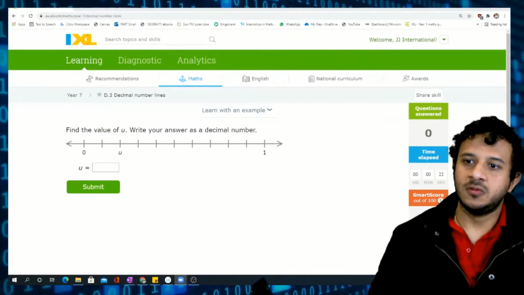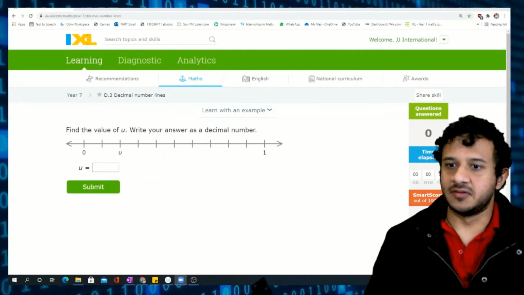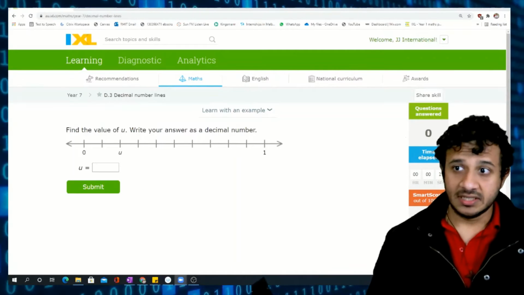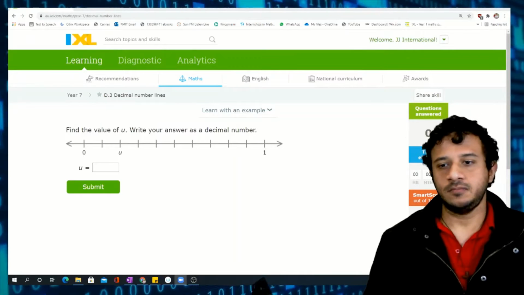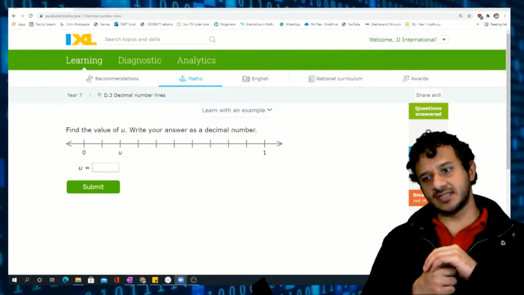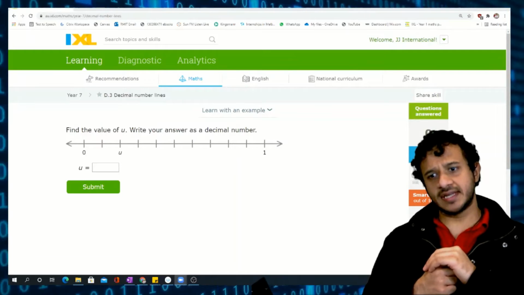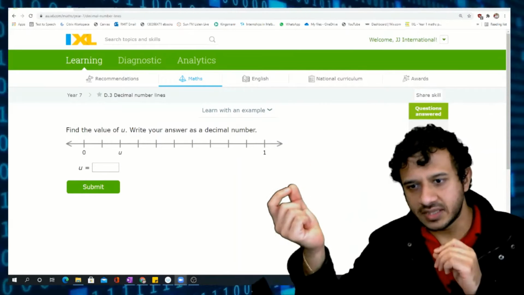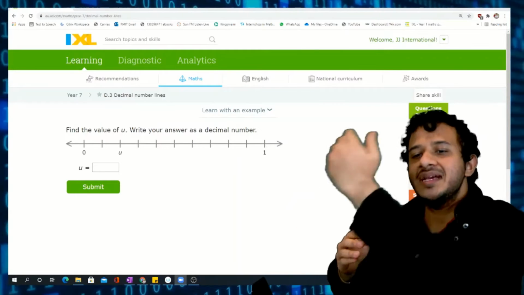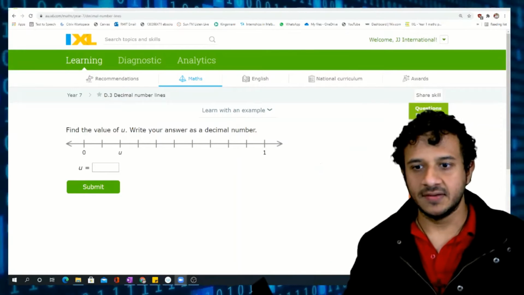Alright, so this was a requested video from Esme about year 7 D3 decimal number lines. Under decimal number lines, the main thing we have to understand is what the increment is. Increment means moving from one particular point to the next gap. In other words, let me show you.